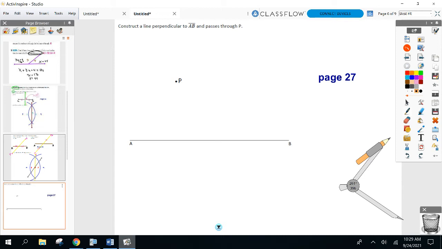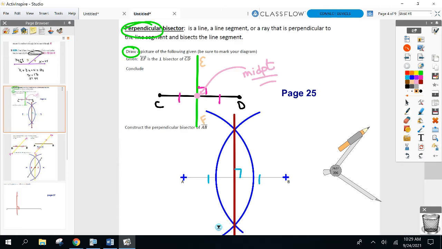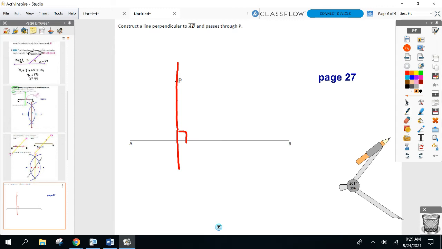So basically, don't do this because we're going to construct it. That's awful. I should have something like this at the end, right? Okay, so is this construction going to help me? Probably not, right? Because it won't go through P. Okay, so I am going to have to show you a brand new one now, a brand new one to do a perpendicular line.